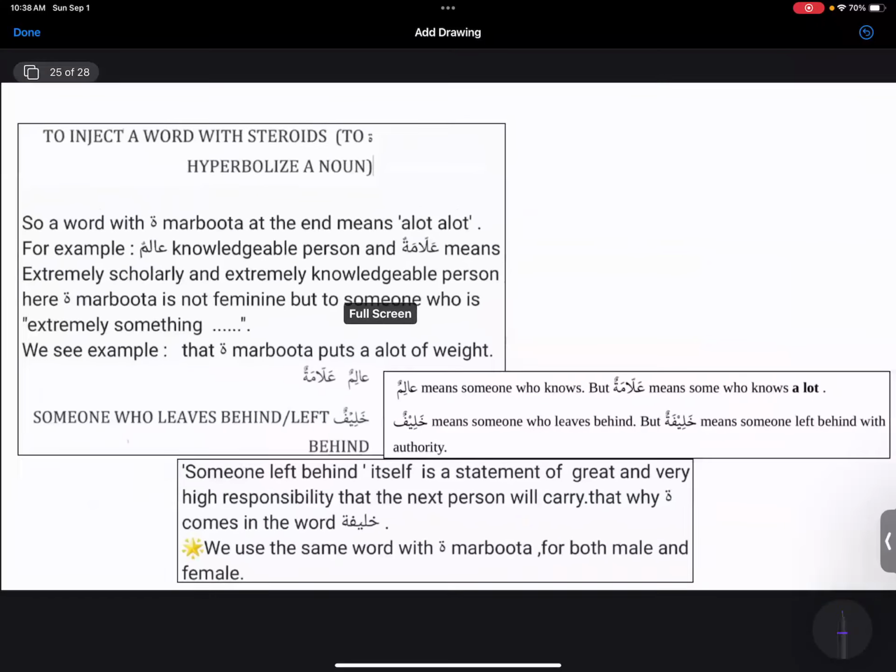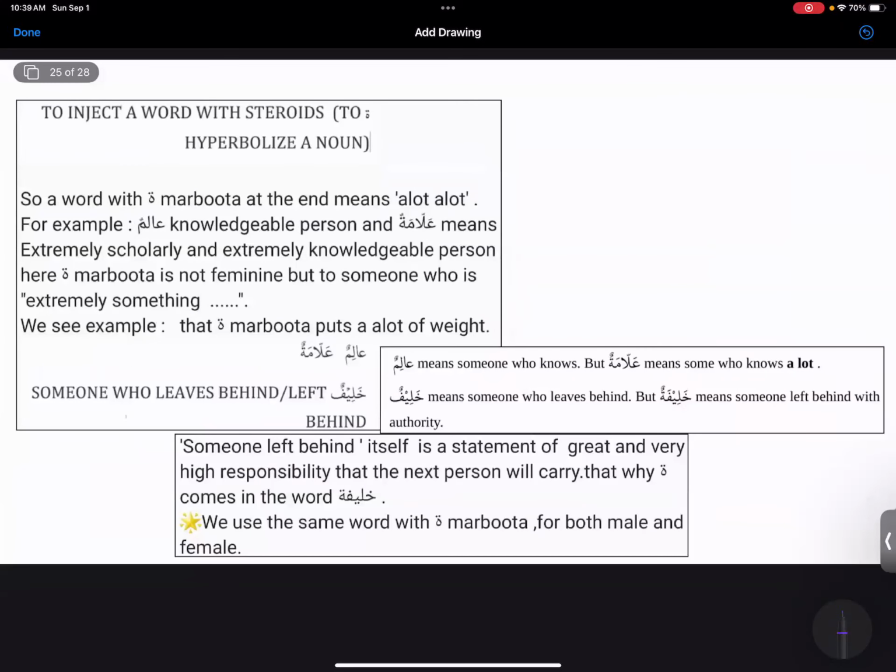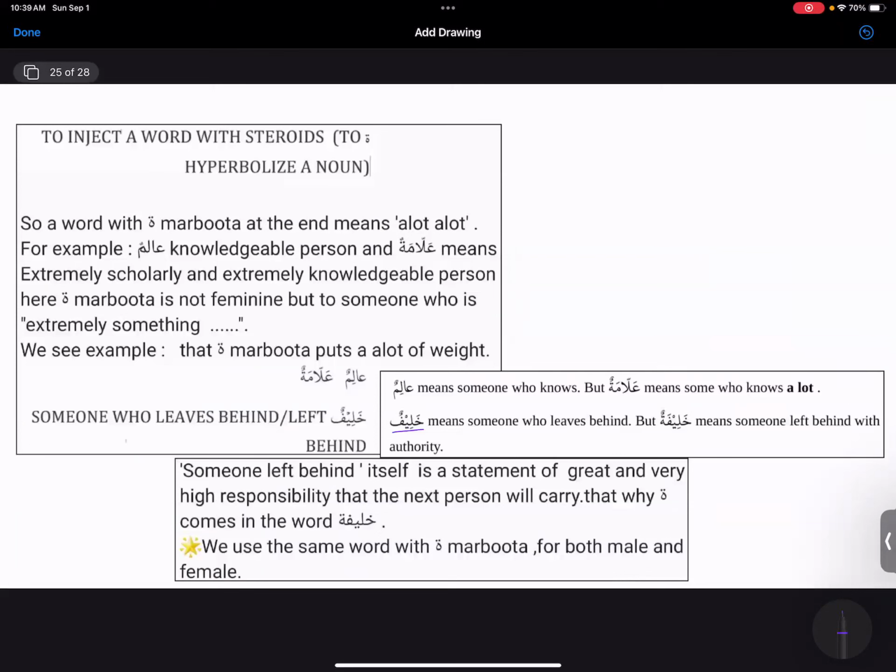Then we are saying that this ta could be for hyperbole, right? So alimun, allamatun, and another example is khalifun. What does khalif mean? The one who leaves something behind, right? And this is on the pattern of sifatul mushabba, like rahimun. Ta marbuta is added to it to make it khalifa. We will see that in Quran Pak, right?